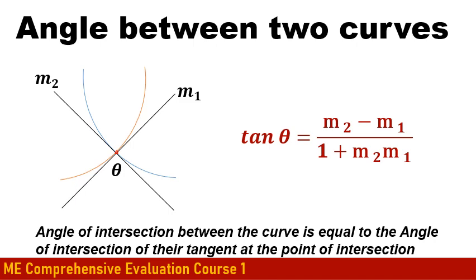So if we have the two equations, what we're going to do is solve for y prime, because that's just equal to the slope, and substitute that slope here, and also the theta.